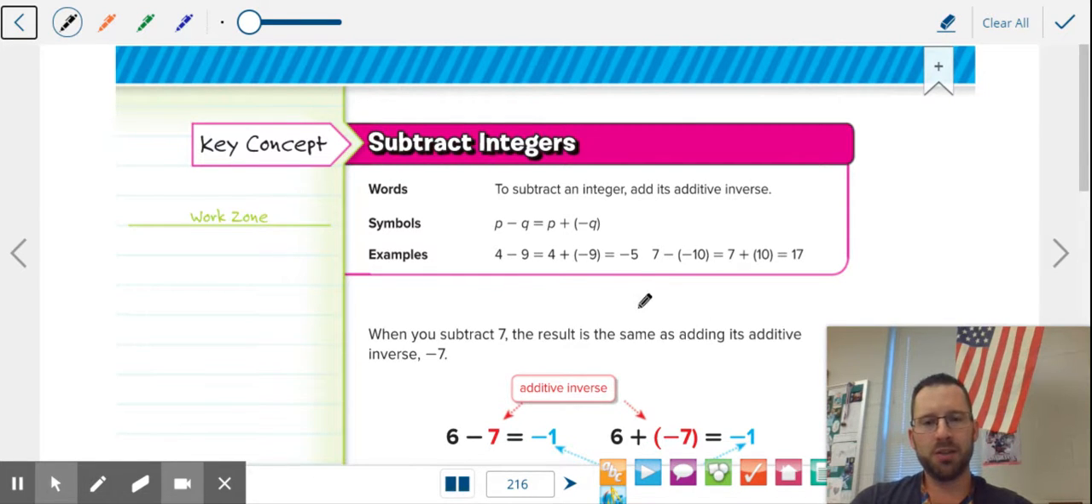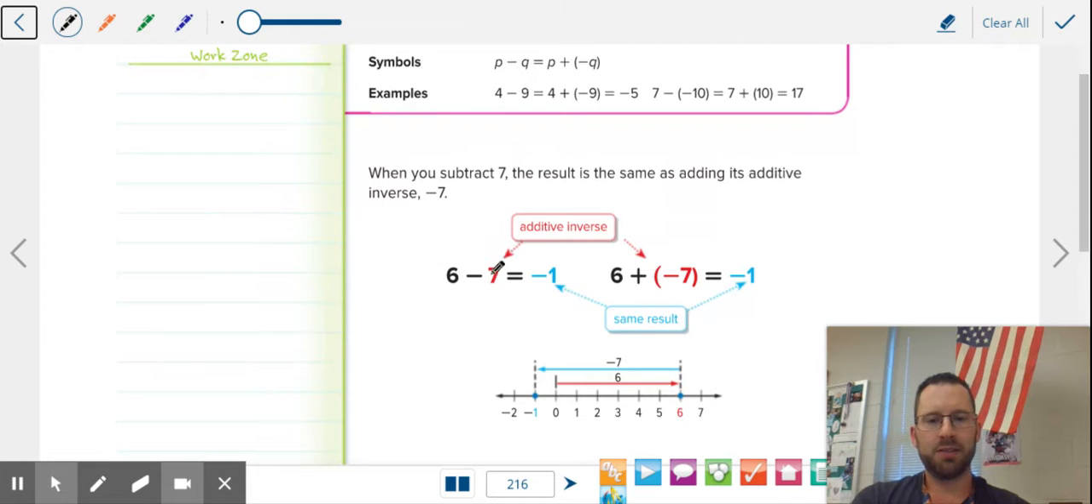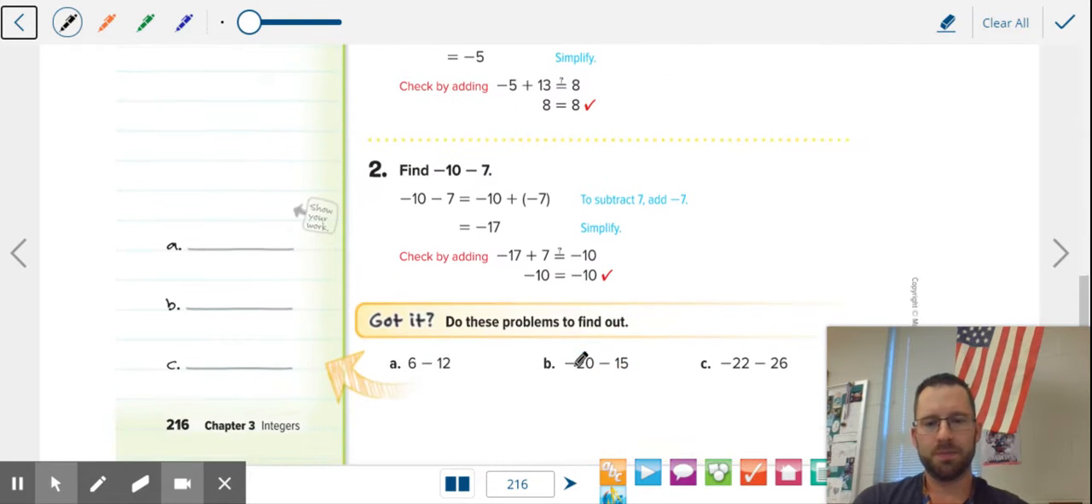Okay, the first way you can do it is just simply change the subtraction to addition. If you do what we call a double negative, it will give you the same answer. So in this case, if you go from 6 minus 7 and change it to 6 plus a negative 7, you end up with the same result, and they prove it here with the number line. Okay, so that's one way you can do it.